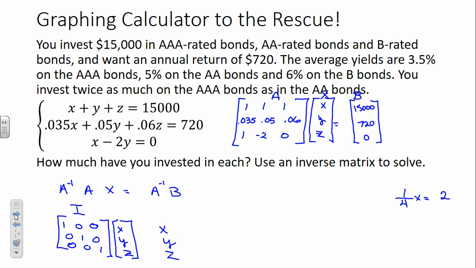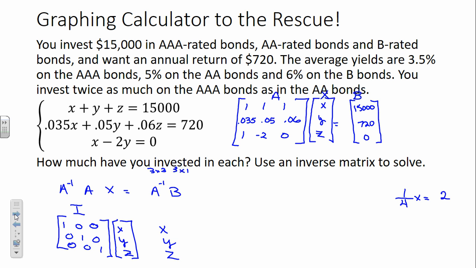Okay? Now, why did I put A inverse times B instead of B times A inverse? What's the order of A inverse? 3 by 3. What's the order of B? 3 by 1. Do you see that we have to have A inverse times B to get our result? Otherwise, we can't multiply them if they're out of order. A 3 by 1 can't be multiplied by 1 by 3, or by 3 by 3. Okay? So far, so good? Okay. So our idea then is that we're going to find the inverse of A, and we're going to multiply it by B, and we'll have our answer.